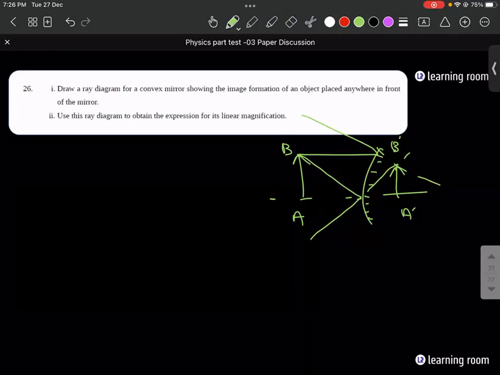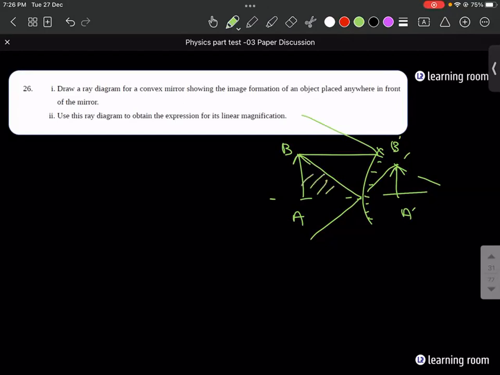You know what you're supposed to do, right? You'll take 2 sets of similar triangles and then find the magnification. So when you find the magnification, you'll get V divided by U.